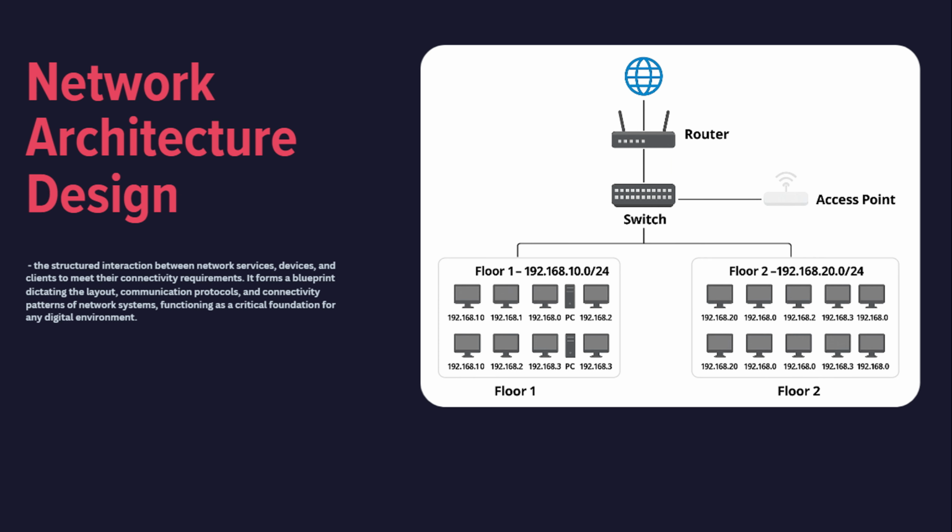Both floors are connected to the same switch, which then links back to the main router. This allows devices on both subnets to access the internet while keeping the traffic of each floor separated and organized. The access point on the right side also connects to the switch, enabling wireless devices like laptops or smartphones to join the network without using cables.